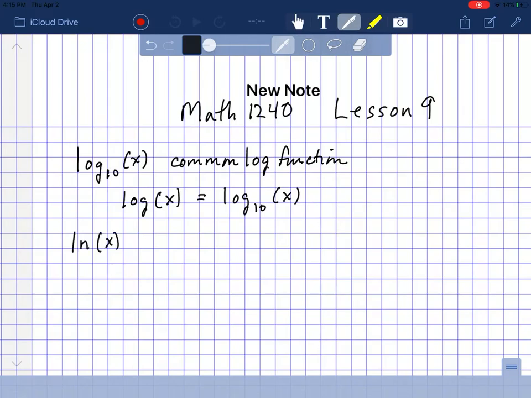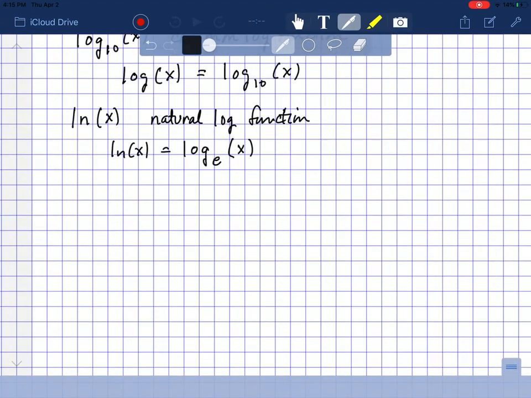There's a second one, which is written this way, ln of x. And this is called the natural log function. And this happens to be the log base e. Remember that funny number e that we talked about with compound interest, continuously compounded interest? Well, that number is so important that if we look at the exponential function base e, it has an inverse function denoted by ln of x, so it has a special name. And this is the natural log function.